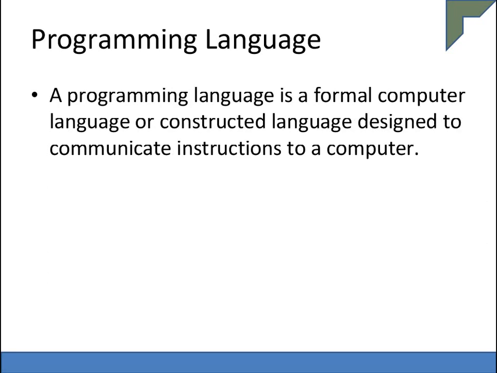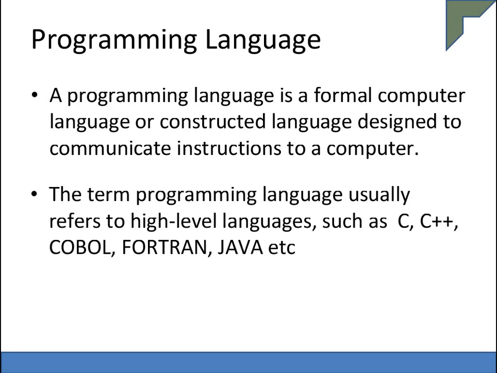So what is a programming language? A programming language is nothing but a formal computer language or constructed language designed to communicate instructions to the computer, right? You can Google and find the history of how programming languages started. It started from machine language, which the computer actually understands. Then it came to assembly language, then high level language. So typically when today we talk about programming languages, we are talking about high level languages like C, C++, Java, Fortran, COBOL, etc.